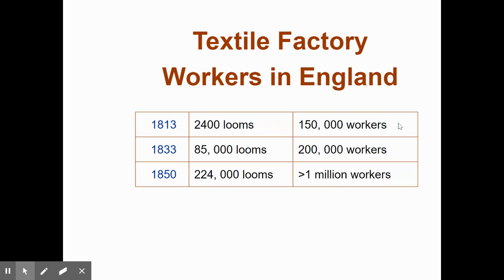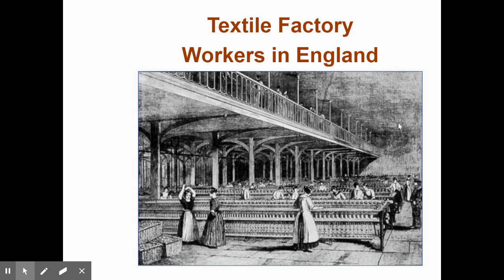So note the number of workers being employed. All of these workers are wage workers. So this is part of the wage revolution that happens in England. These people are no longer living in agricultural areas as farm laborers. They're now living in urban areas and working for wages. The work was often dangerous.